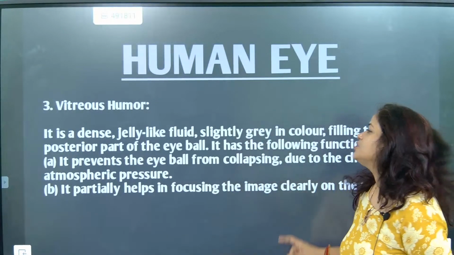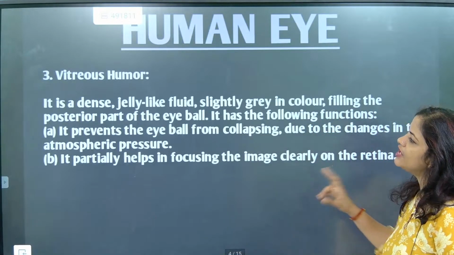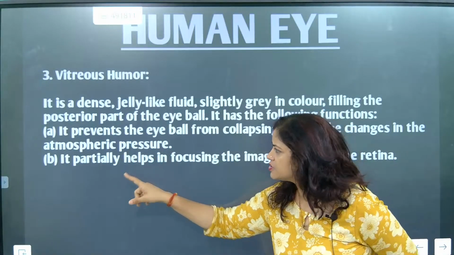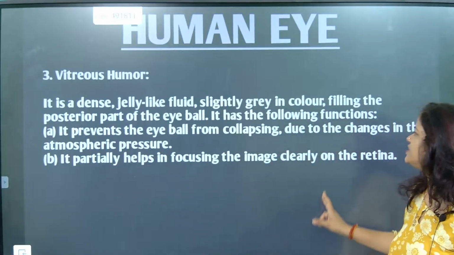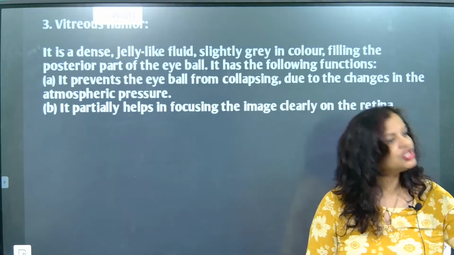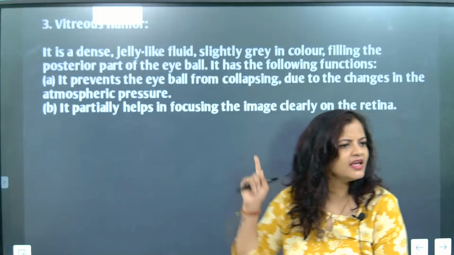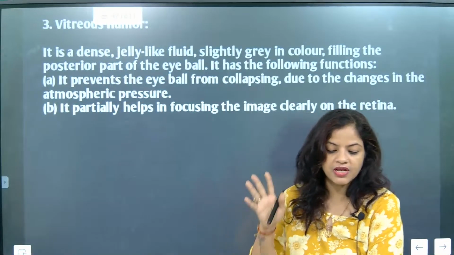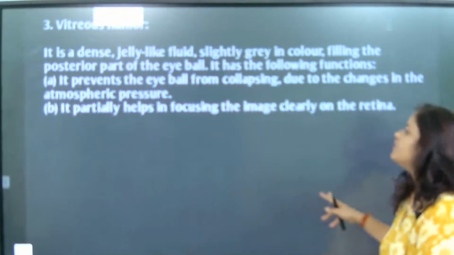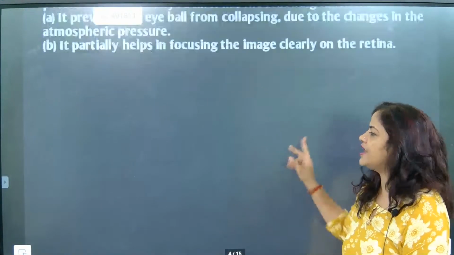Understood or not? So it is a dense jelly-like fluid, slightly gray in color, filling the posterior portion. It partially helps in focusing the image clearly on the retina. So it helps partially, not fully, in focusing the image on the retina. So vitreous humor has some important function. Good morning, Tarun. Understood. Children, are we ready for the next part?